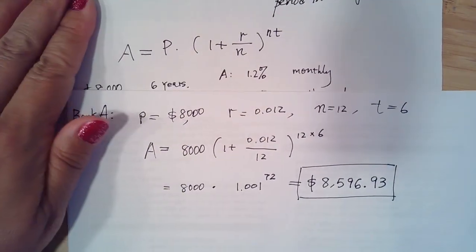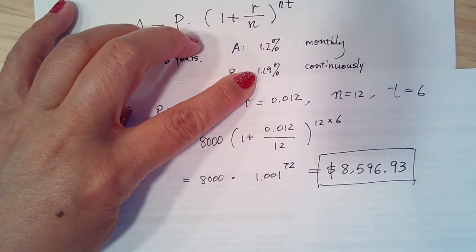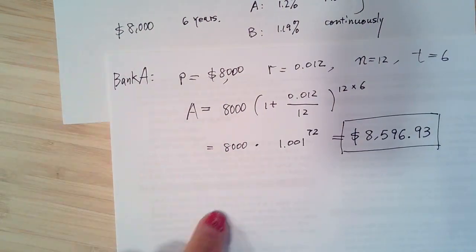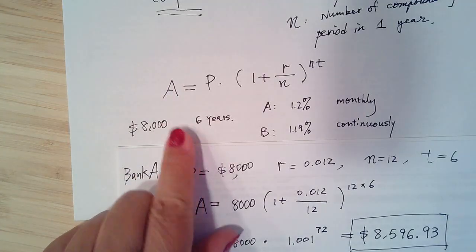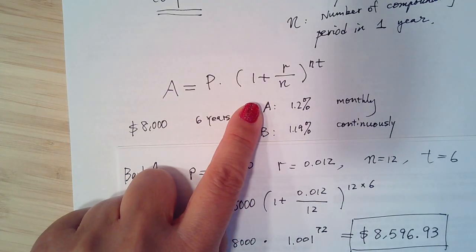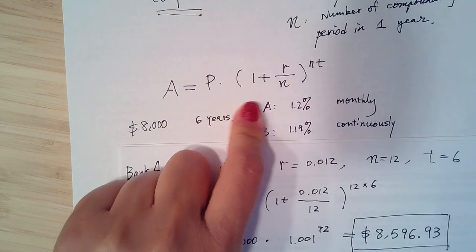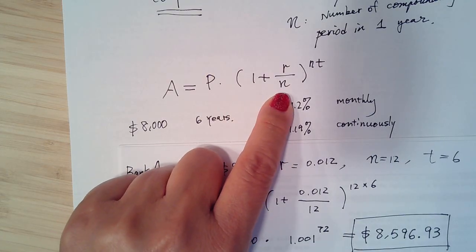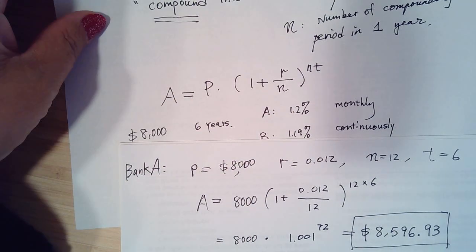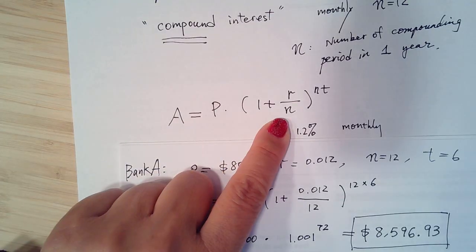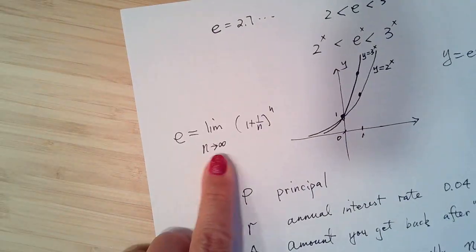Now bank B. Bank B pays 1.19%, but it's compounded continuously. We cannot use this formula, because this one is for compounding periodically. If you compound continuously, that means every second, every moment, the interest you earned, you're going to earn interest on in the next moment. So you cannot use it because there's no n. N is infinity, right?